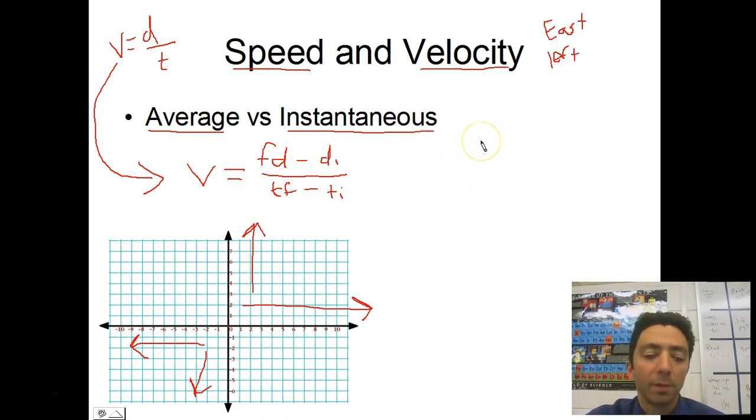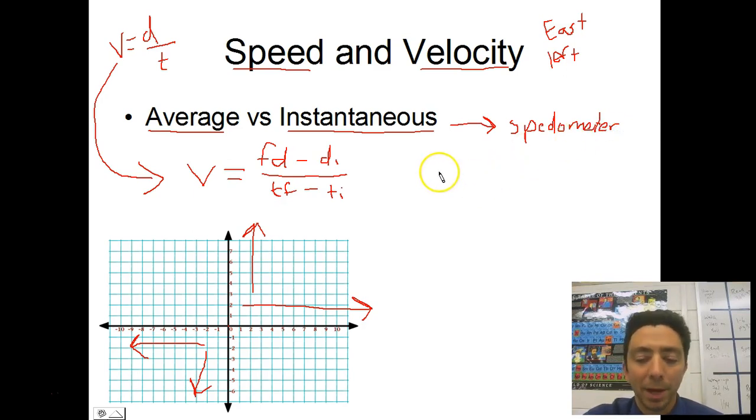If we're driving a car from point A to point B, this would be what your speedometer on your car is reading. Or if you have a speedometer on your bike, the speedometer is going to give you that instantaneous speed. How fast are you going at that instant?